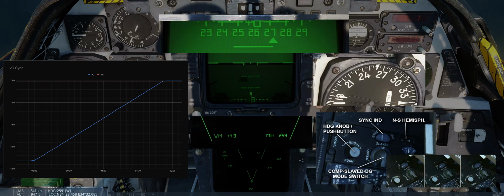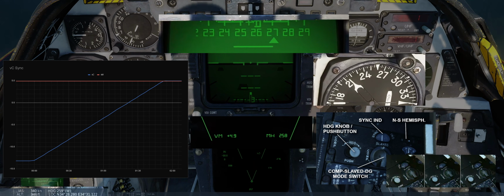Unfortunately, due to its position, I was not able to include in this video the sync indicator located in the compass control panel. During the sync process, the indicator usually moves from a side to a center position, as the difference between the initial and computed magnetic variation and the real one decreases.